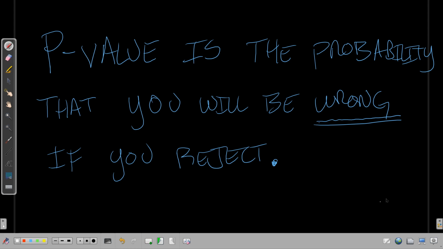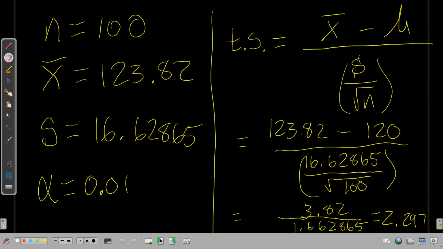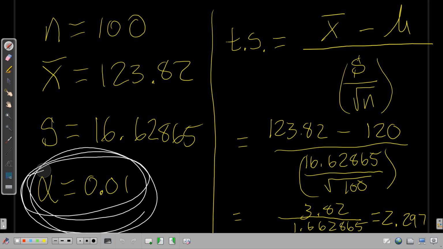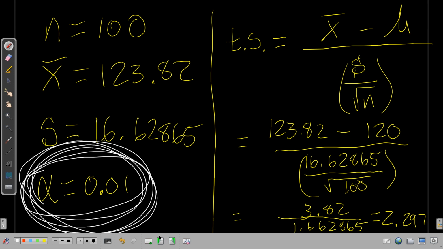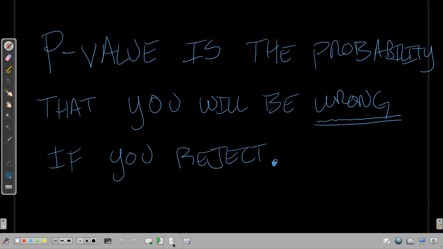We're just not sure if 2% is really low enough, because what if we really clamped down and said that we want a very strict limitation on the risk that we will take to be wrong? That's what alpha is. It says here that alpha is 0.01, that's 1%. That means that you can risk no more than a 1% chance of being wrong if you reject.